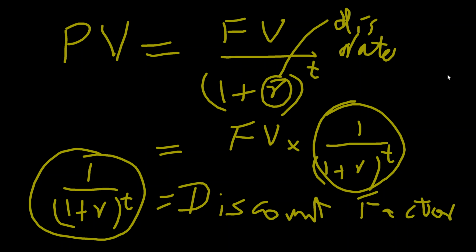Got it? Yes, sir. Okay. The discount means I get the lesser amount. Exactly. And interest is I get the high amount. Ji, bilkul, you will get less.